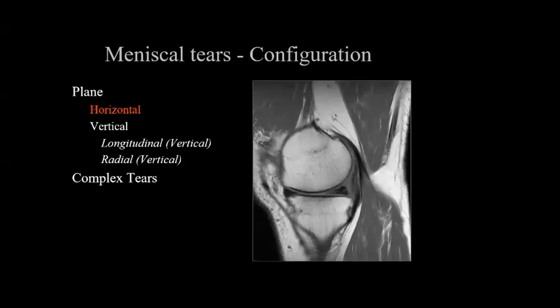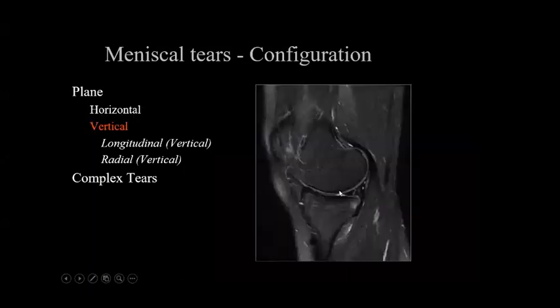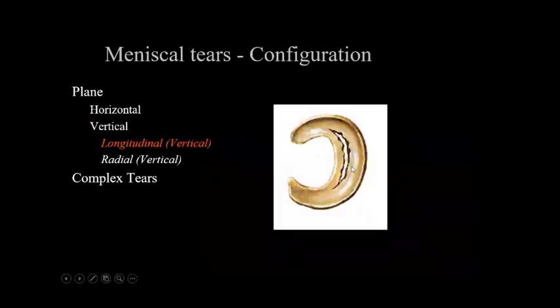Meniscal tears can be seen in different planes. So here, for example, we have a horizontal meniscal tear where there's a fluid-filled cleft propagating through the body of the meniscus and surfacing in the inferior margin. So this is considered a horizontal tear. And then we also have vertical tears, and vertical tears could be vertical longitudinal, such as this one. Vertical longitudinal means the tear is extending along the entire meniscus. So this is considered a vertical longitudinal tear.